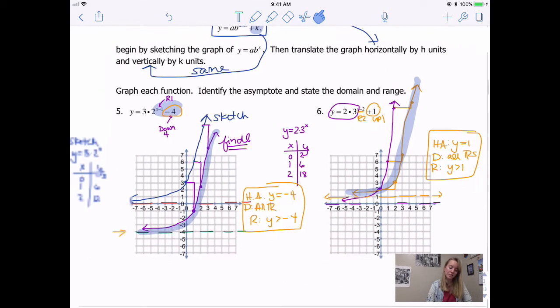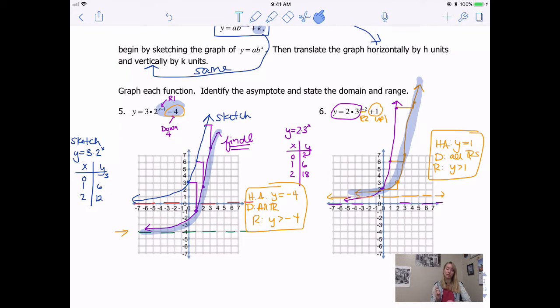So those are going to be the things that I expect from you. You need to be able to graph the function using a table and then shifting, and then find your horizontal asymptote, your domain, and your range. This is going to get easier and easier as you practice, so you should really go and do those practice problems. I will see you guys later.